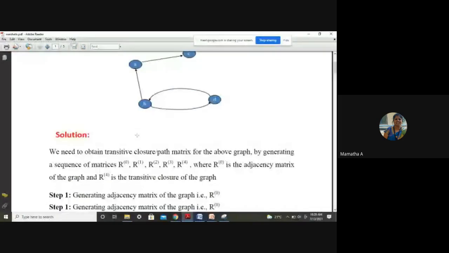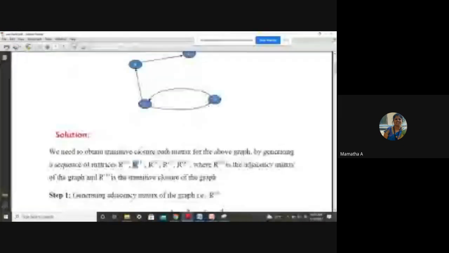So this is a problem that has been given to you. You have to obtain the transitive closure or the path matrix for the above graph by generating a sequence of matrices: R0, R1, R2, R3, R4. If required, you could have also written RA, RB, RC, RD, but I prefer numbers for any graph. It is understood that 1 means the first vertex A, 2 means the first two vertices A and B, like that.